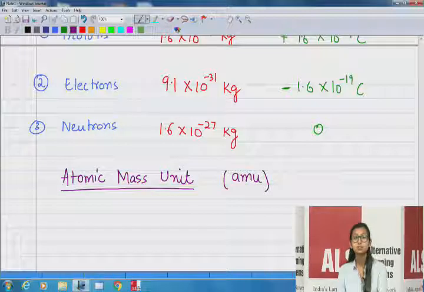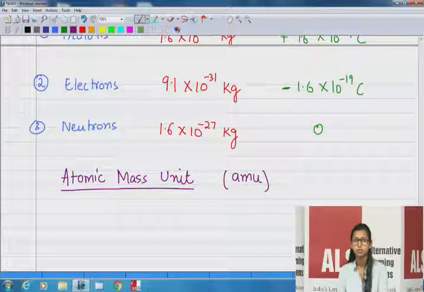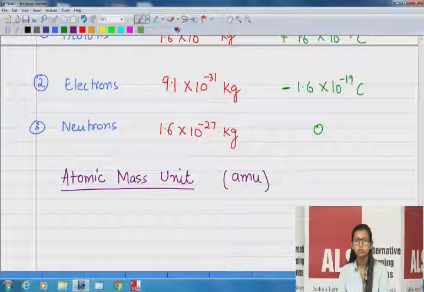Okay, just tell me, do you know the atomic mass unit? Just raise your hands. How many of you know that? Raise your hands. Those who know this thing. Okay, one student knows that. The other also knows that.